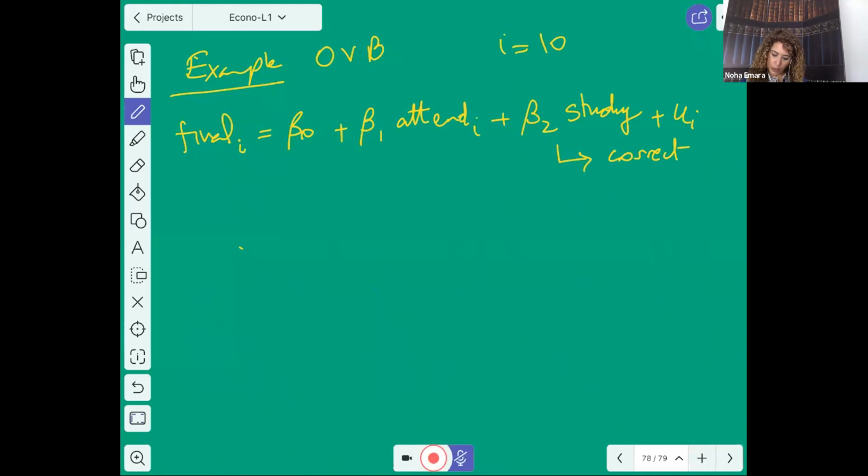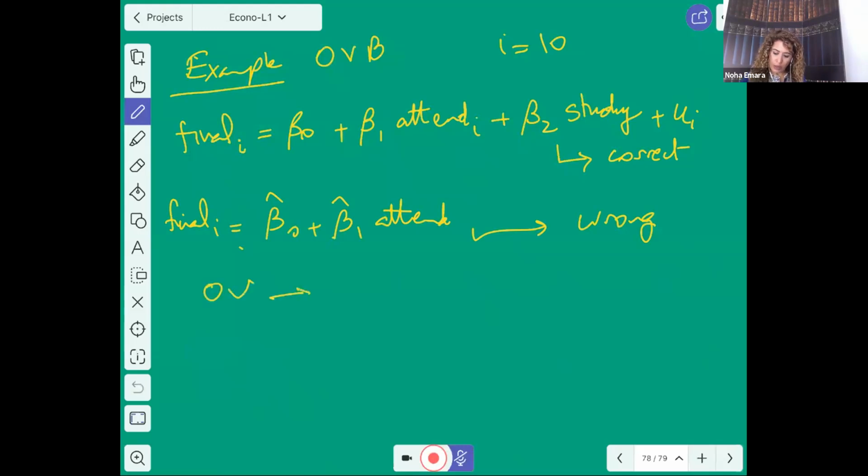Now suppose that I made a mistake and I estimated the final exam score depending on just an intercept, beta hat 1, and attending the class, and this is the wrong form. Now, as you can see, the difference between the correct form and the wrong form is one variable that I omit. So the omitted variable is study. Study is omitted from model 2.